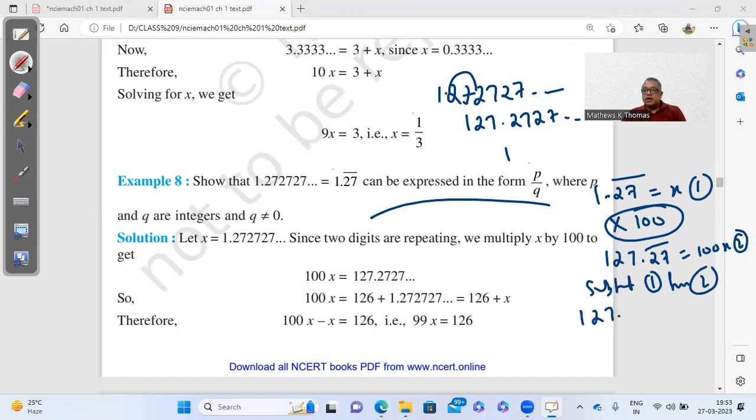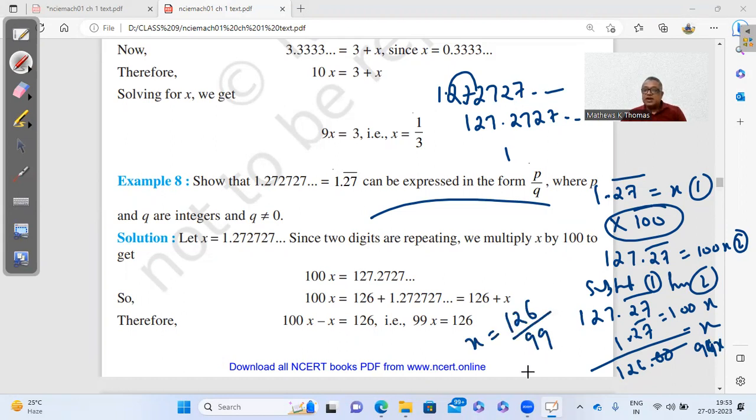So I'm going to subtract 127.27 bar minus 1.27 bar. And here I'm going to get 100x minus x. Now when I subtract this, I'm going to get 126, because this is going to be 0.27 bar and 0.27 bar cancel out. 127 minus 1, we get 126. 100x minus x, we get 99x. So the x value is going to be 126 by 99.